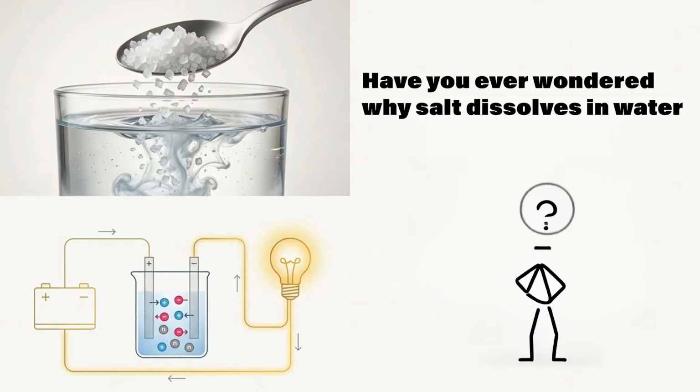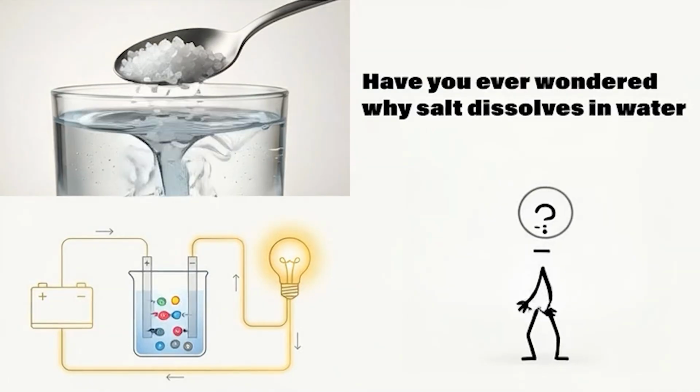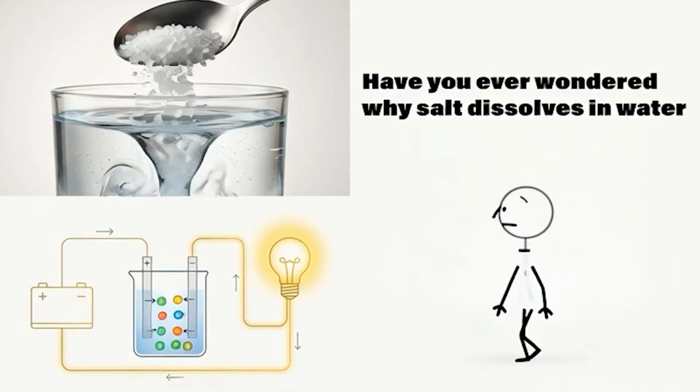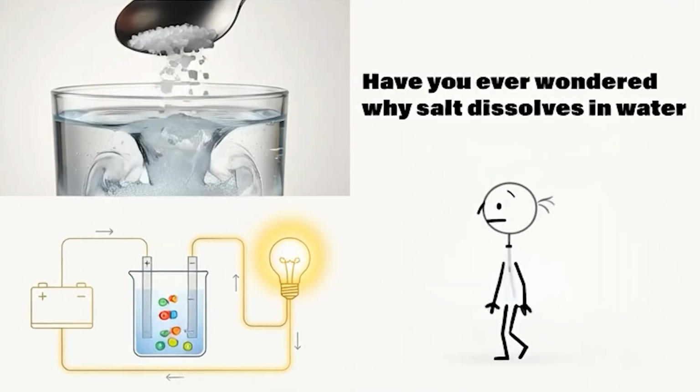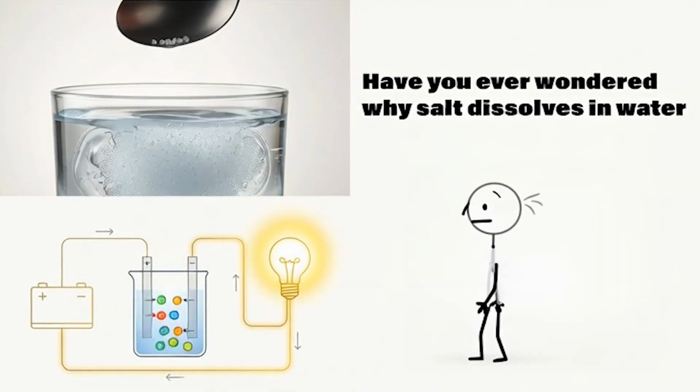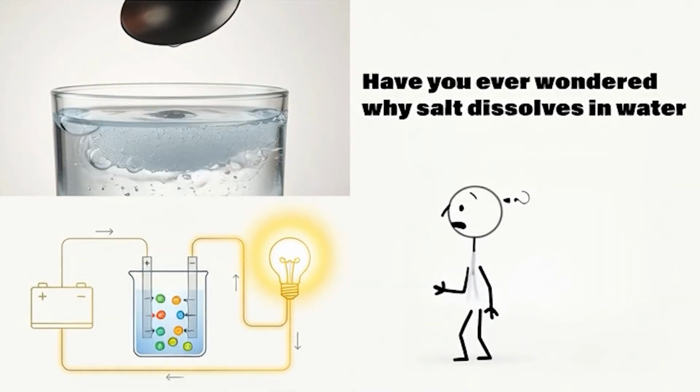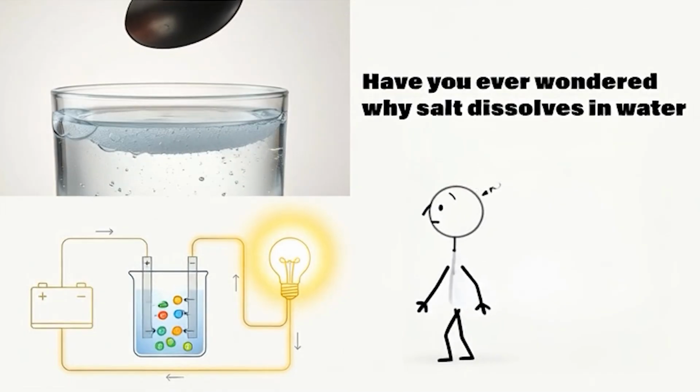Ions in chemistry. Have you ever wondered why salt dissolves in water? Or how electricity flows through solutions? The answer starts with ions. In this video, we'll explore what ions are, how they form from atoms, and how atomic structure explains it all.